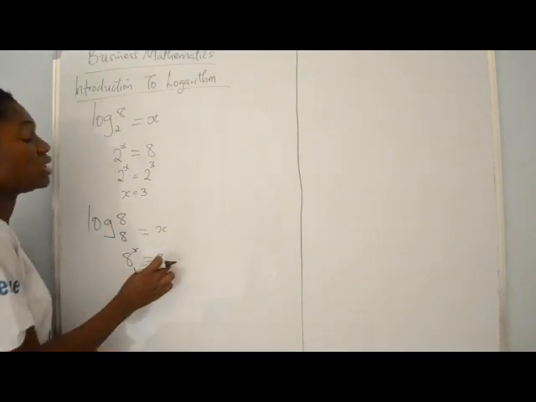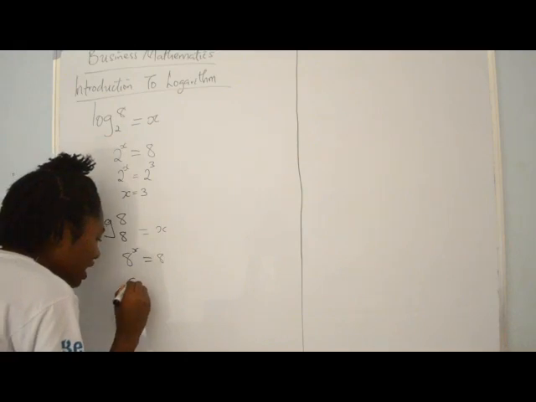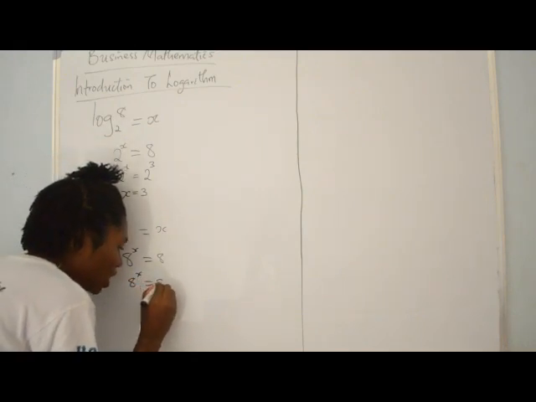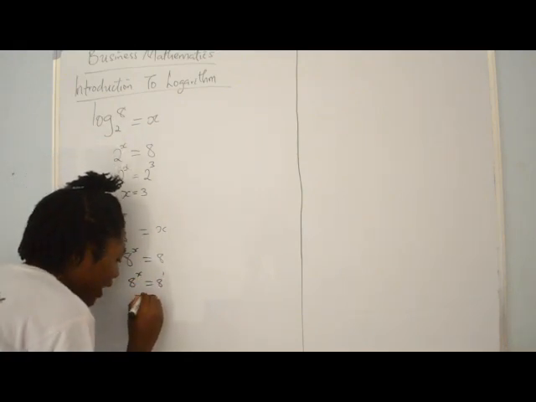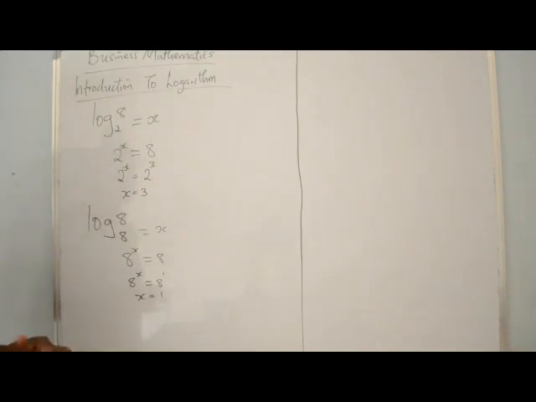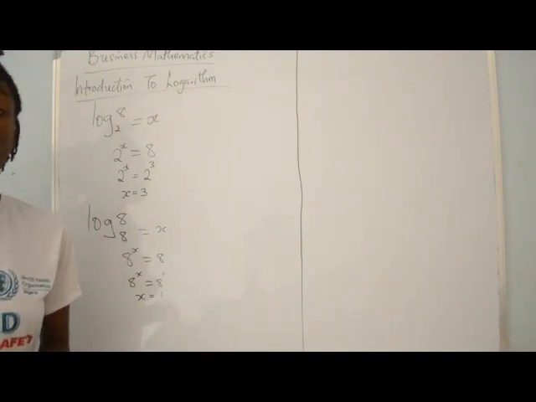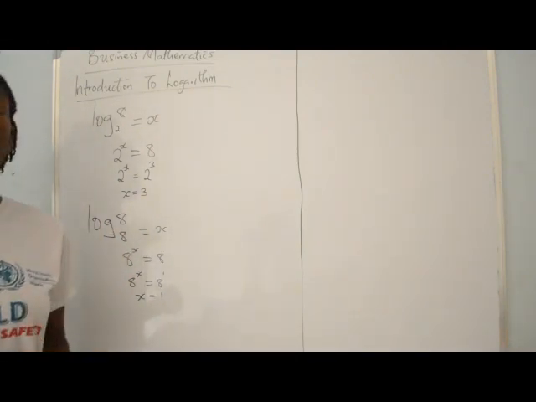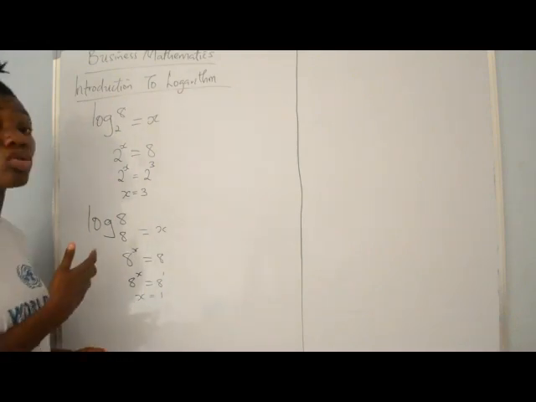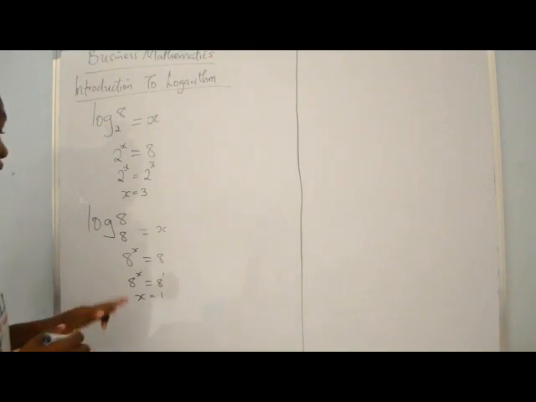Now 8 is also 8 raised to power 1. So we have that 8 raised to power x is equal to 8 raised to power 1, where x is equal to 1 since the bases are equal. In that case we can say that the logarithm of its own base is equal to 1. For any assumption at all, the logarithm of its own base is equal to 1. So this is our first rule when observing logarithm, and this is the proof.